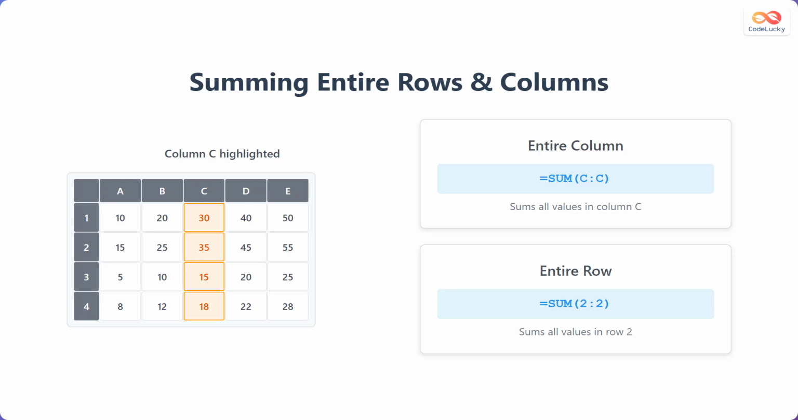Now we will see how to sum entire rows and columns in Excel. To sum an entire column, you can use the formula =SUM, open parenthesis, the column letter, colon, and then the same column letter, close parenthesis. For example, =SUM(C:C) sums all values in column C. Likewise, to sum an entire row, use =SUM, open parenthesis, the row number, colon, and the same row number, close parenthesis. For example, =SUM(2:2) sums all values in row 2.